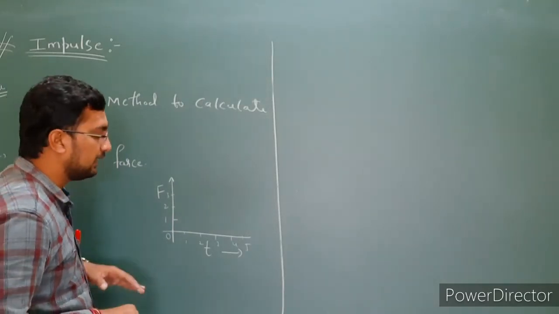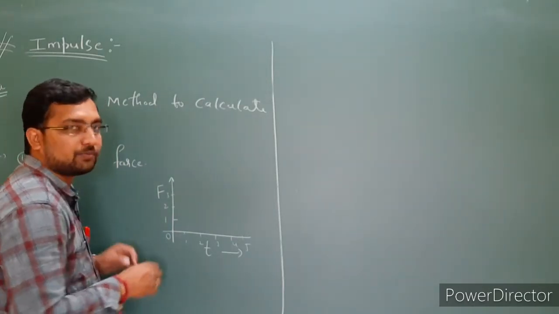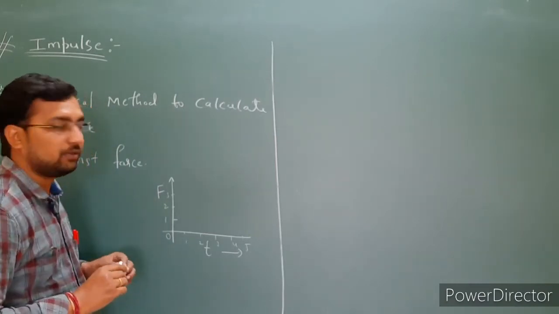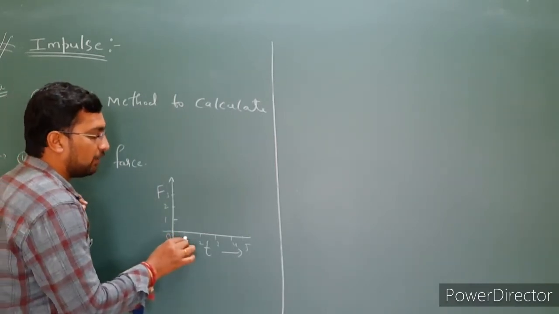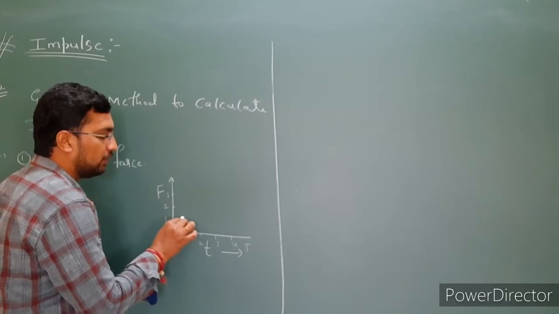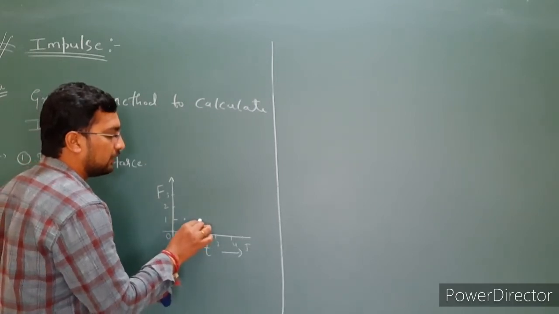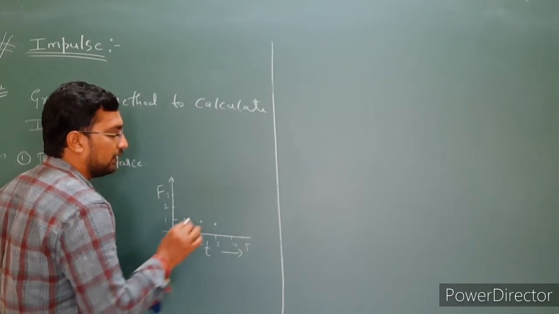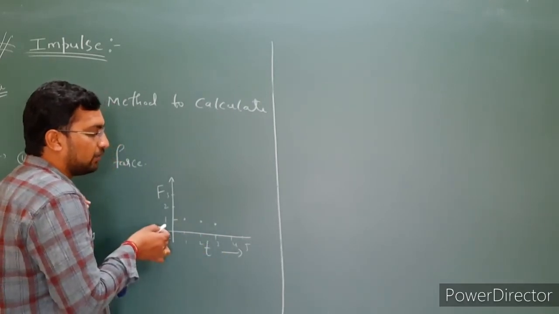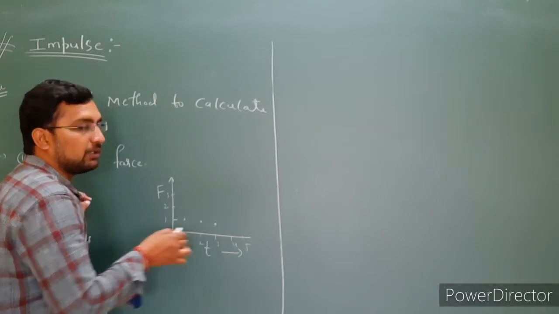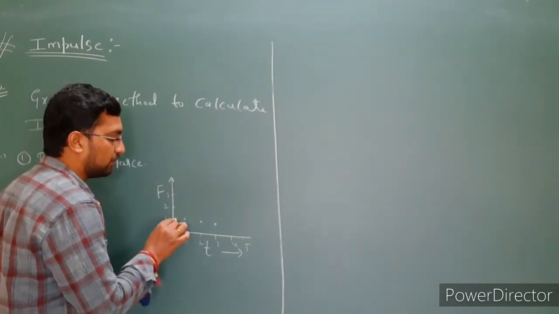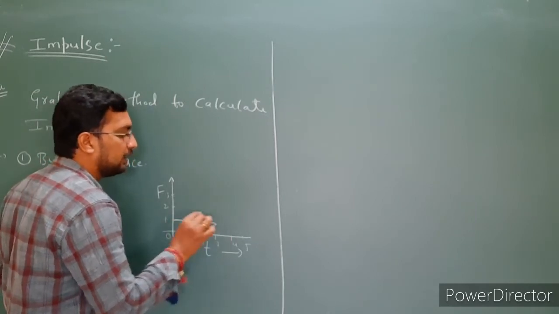In this case, this board is one object, and we are applying 1 Newton force on this board. At the time interval of 1 second the force is 1 Newton, at 2 seconds the force is 1 Newton, at 3 seconds the force is 1 Newton. So the force is the same with respect to time, and this is known as constant force. Join all these points here.